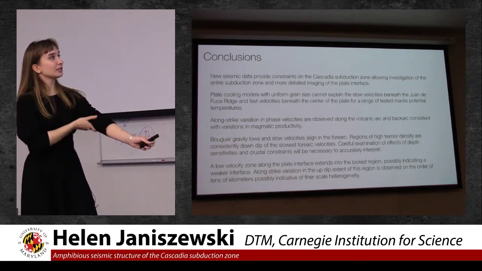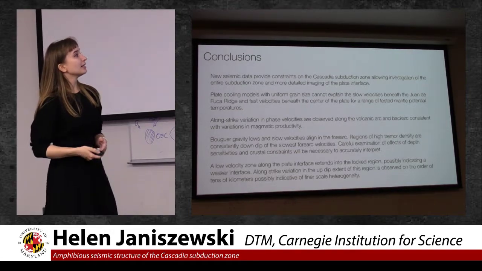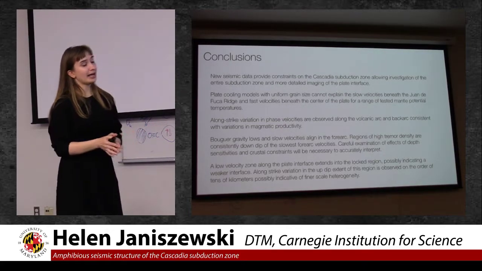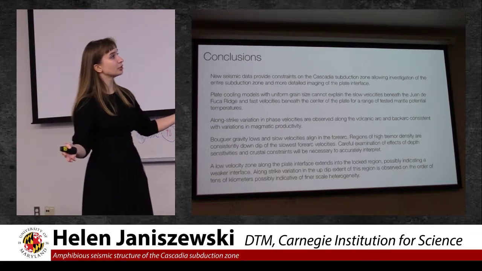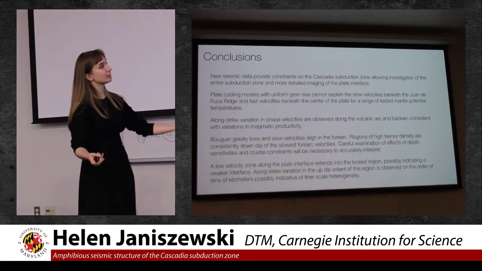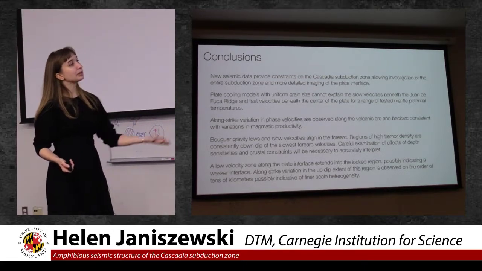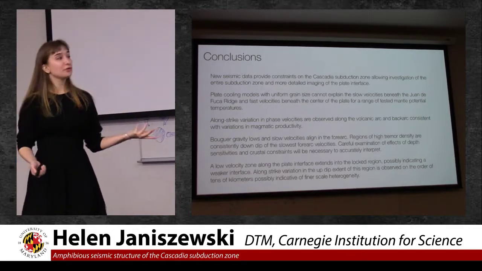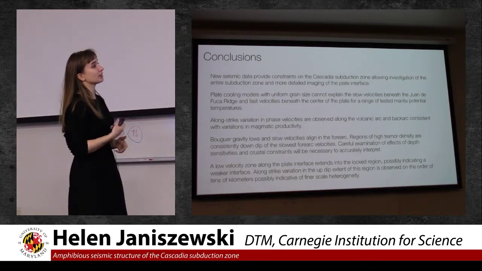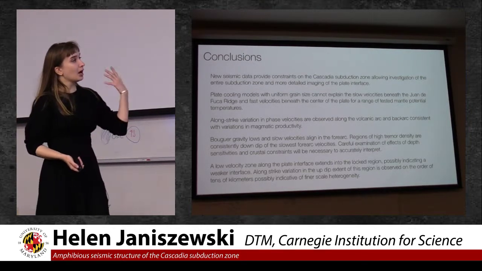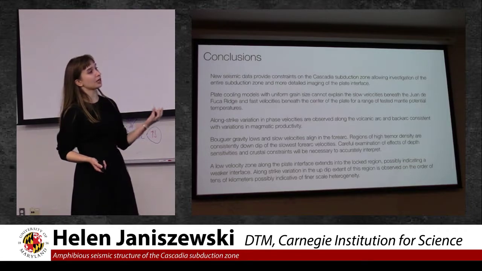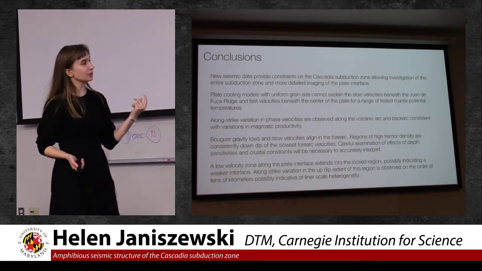So in conclusion, I'll just summarize all of my results. We have new seismic data providing constraints on the Cascadia subduction zone, and we've taken a multi-scale approach, both looking at the broad, entire lithospheric structure of the subduction zone and more detailed imaging of the plate interface. We see that plate cooling models with uniform grain size can't really explain the slow velocities beneath the Juan de Fuca ridge and the fast velocities beneath the center of the plate. We see along-strike variation in phase velocities that are related to the volcanic arc and back arc, which are consistent with variations in magmatic productivity.